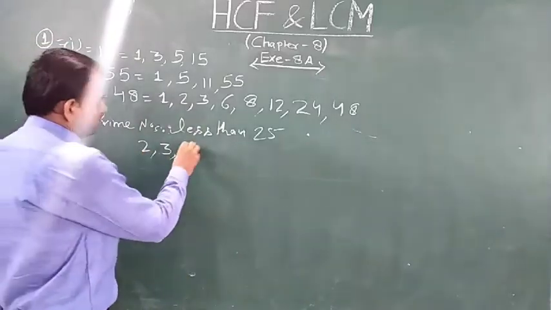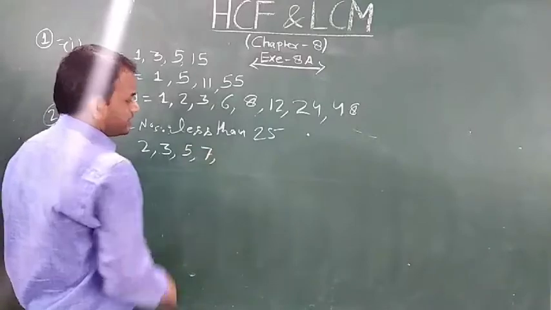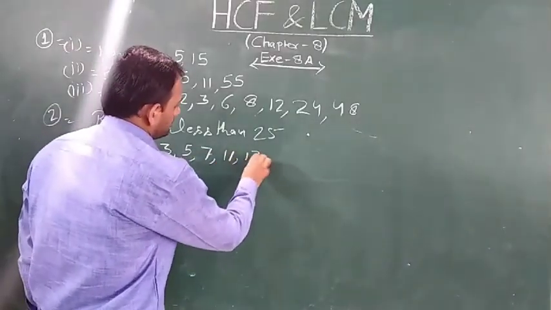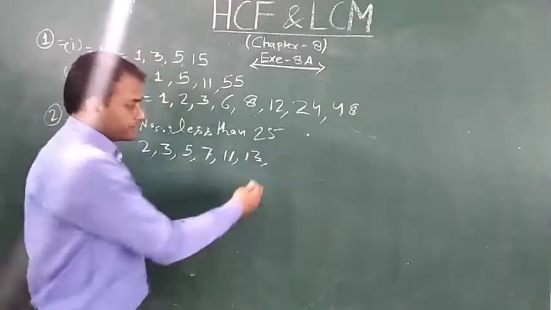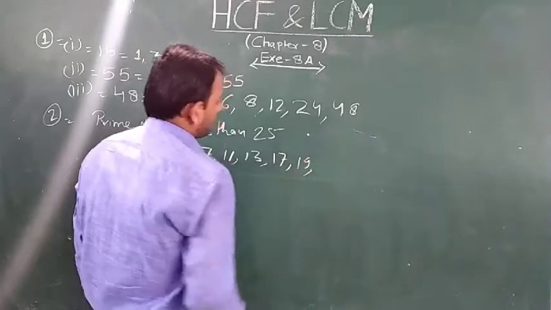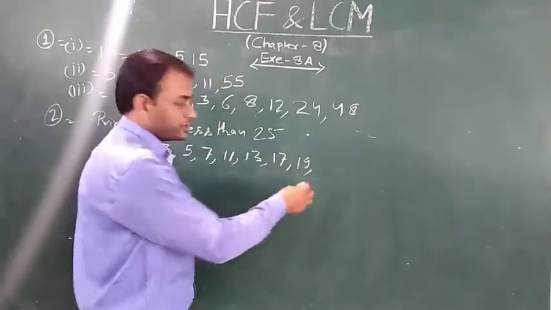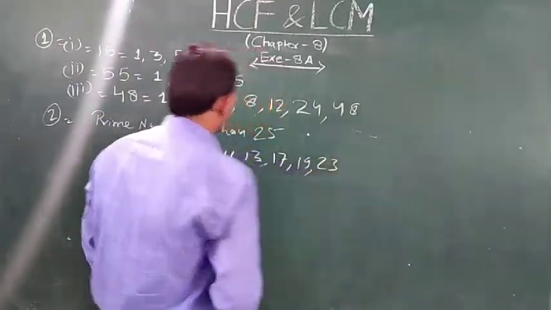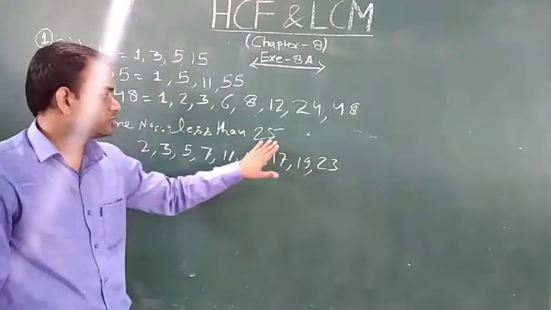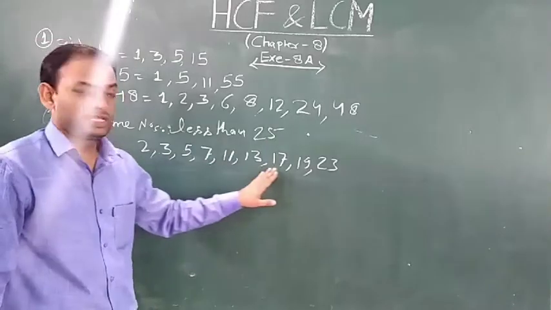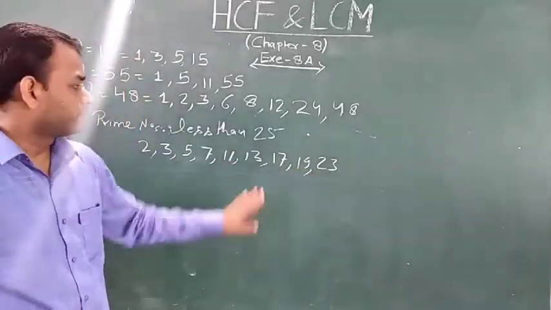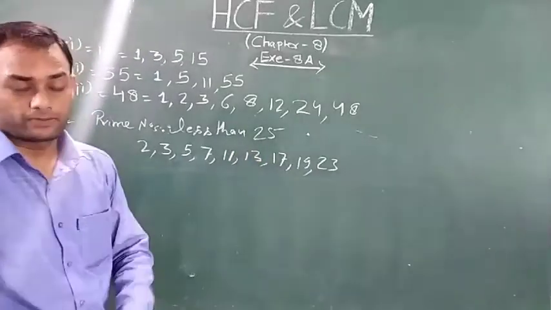2, 3, then 5, 7, then 11, 13, then 17, okay, then 19. Then after 20, 21, 23. So these are the prime numbers which are less than 25: 2, 3, 5, 7, 11, 13, 17, 19 and 23. These are the prime numbers which are less than 25.